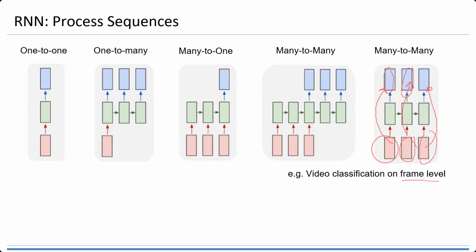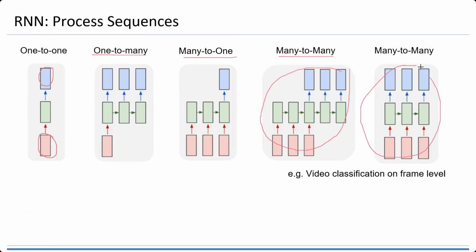So those are the variations of RNN. You can use not only one input and one output, but we can have one to many, many to one, many to many with this structure, and many to many with this structure.